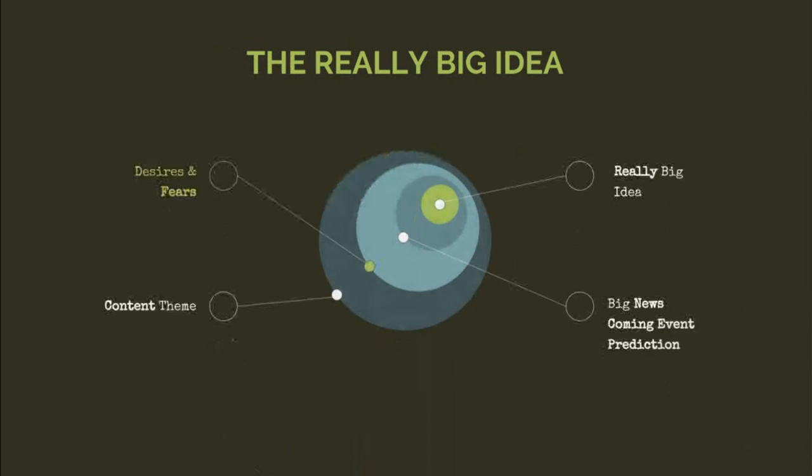So you start with the desires and fears, write those down. Then you go to the content theme and just kind of describe the theme of your content throughout the whole funnel. Then write down the big news or upcoming event or prediction, either in your industry or within the funnel or within your system. And you could extract a really, really big idea from those 3 things.